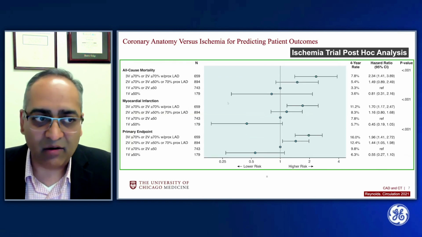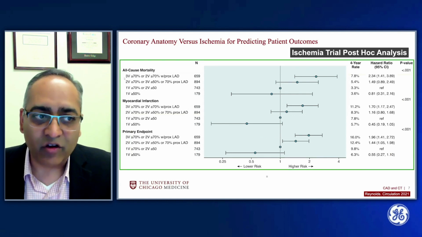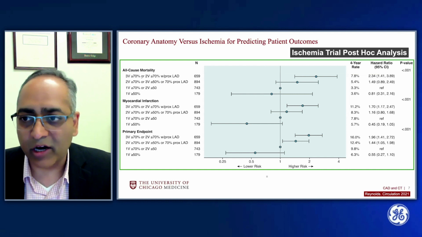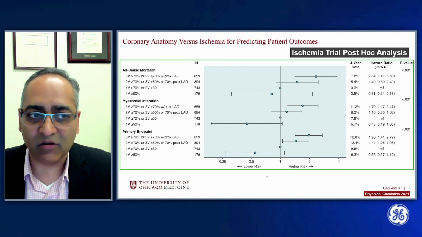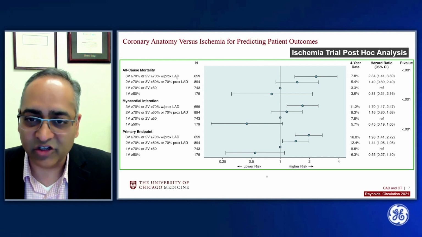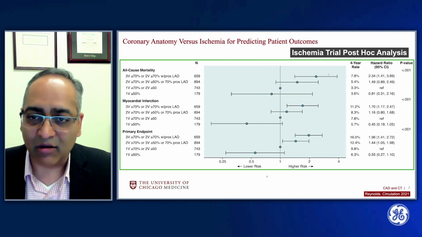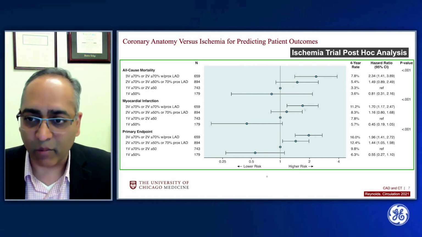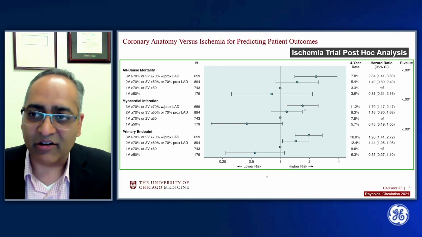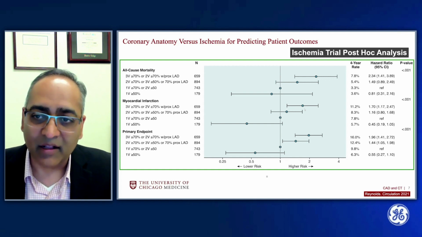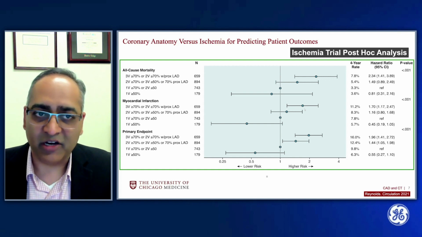However, when the data was looked at from the perspective of the coronary anatomy they had, those patients who had severe 3-vessel coronary disease or severe 2-vessel coronary disease with one of the stenoses including a proximal LAD lesion, you could see that that group of patients had an increased rate of all-cause mortality and also an increased rate of myocardial infarction, together suggesting that the anatomy is driving patient outcomes rather than the burden of ischemia.